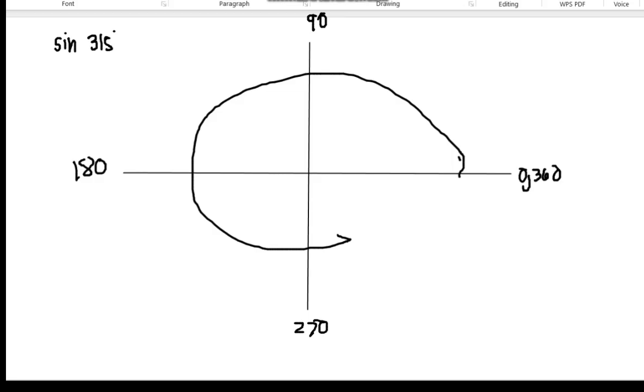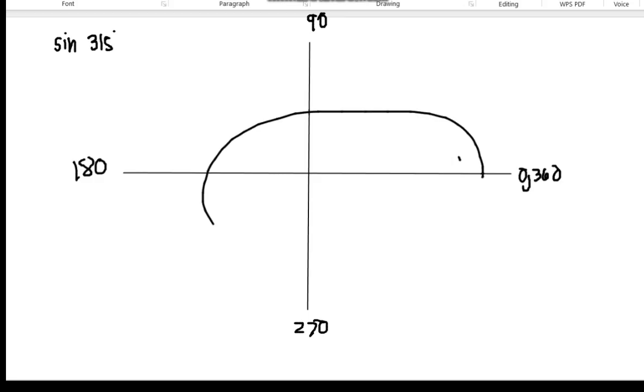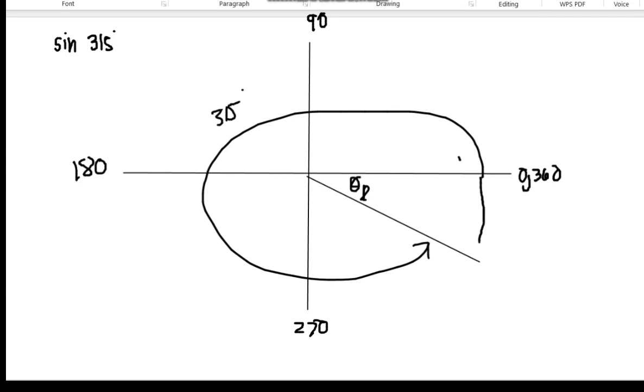Let me just repeat this. So here we got this. So here is the 315 degrees. So here we have 315 degrees. And here is the reference angle, and we can just draw a right triangle here.